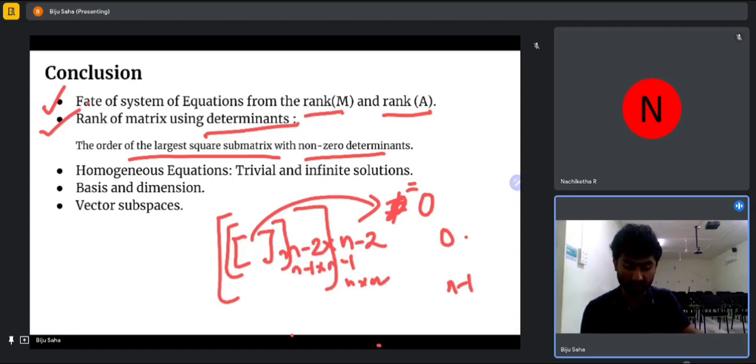Then there are homogeneous equations, as I discussed, where the right hand side is all zeros. They can have either a trivial solution or infinite solutions, depending upon the rank of the augmented matrix and the rank of the coefficient matrix. Then there is the basis and dimension, and proving whether a subset forms a vector subspace. So that is all about today's class.